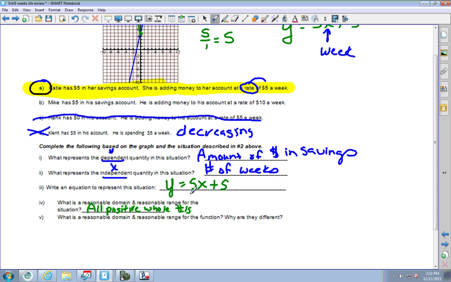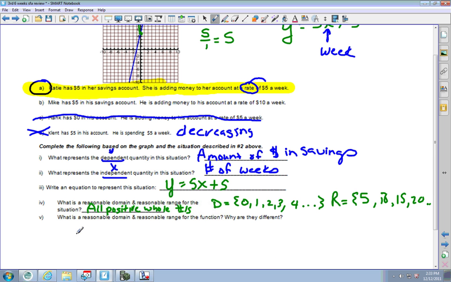You could have 2 cents, 3 cents. Technically, if you really wanted to talk about it, the domain would start at 0, 1, 2, 3, 4, and go up by a whole number of weeks because you're only making a deposit each week. The range would start at 5. That was the initial, and it would go up by 5 each time: 15, 20, like that, if you wanted to be more specific.